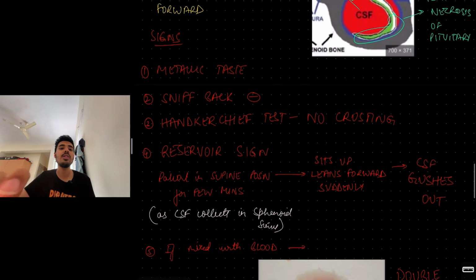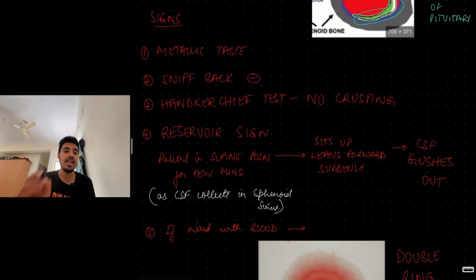Then, what are the signs of CSF rhinorrhea? Number one, it has a metallic taste. Then, sniff back test negative. Normally, our nasal mucosal discharge, we are able to sniff it back. But in case of CSF rhinorrhea, it is continuously leaking. You cannot sniff it back. So sniff back negative. And the handkerchief test. When you have nasal mucosal discharge on a handkerchief and you let it dry, eventually there is formation of a crust on the handkerchief. But in case of CSF rhinorrhea, there is no crusting.